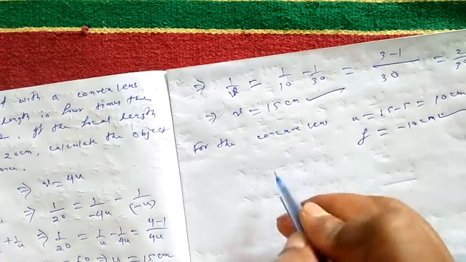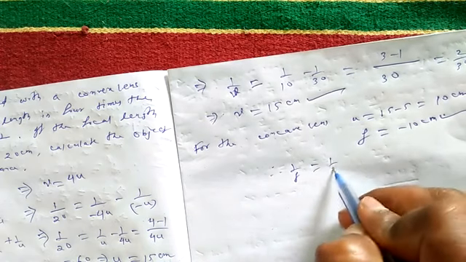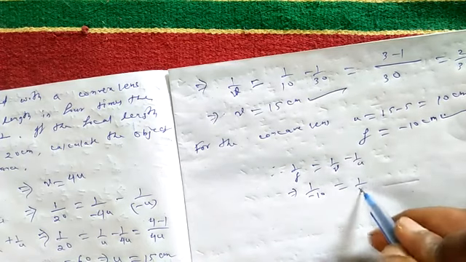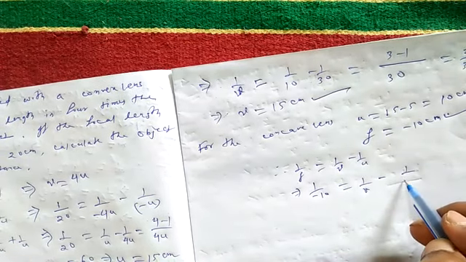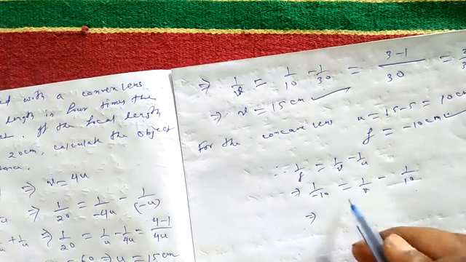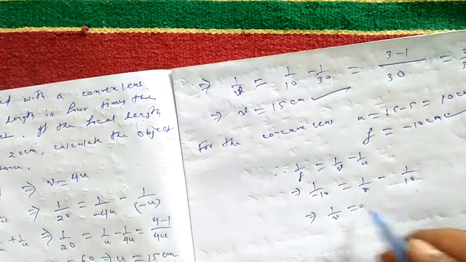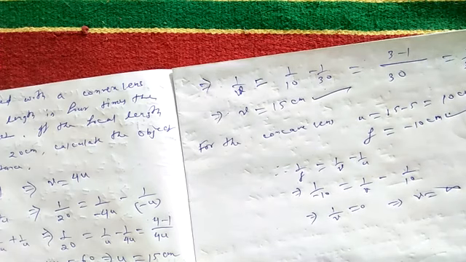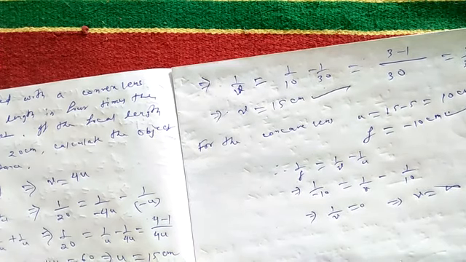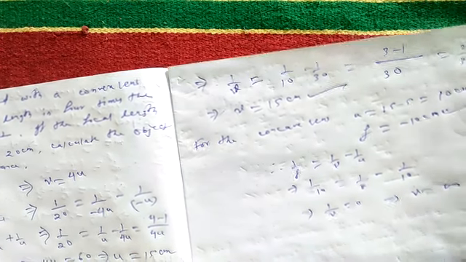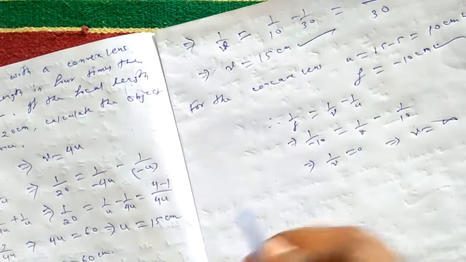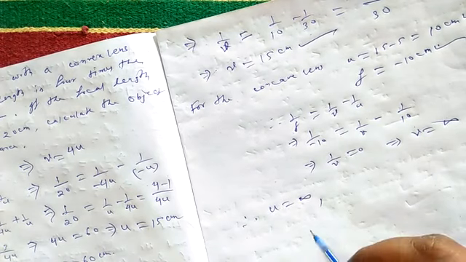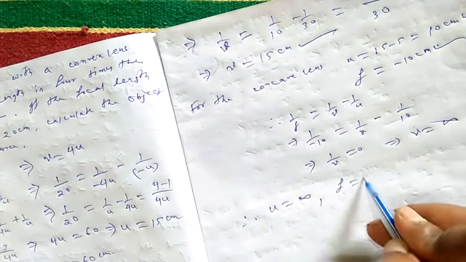So again put the lens equation, 1 by F is equal to 1 by V minus 1 by U. So 1 by minus 10 is equal to 1 by V minus 1 by U, 1 by 10. So the 1 by 10 terms cancel, and 1 by V is equal to 0, which implies V is equal to infinity. So for the concave lens, the image will be formed at infinity. Now for the third convex lens, the object distance U is equal to infinity, and F is given as 30 centimeter.